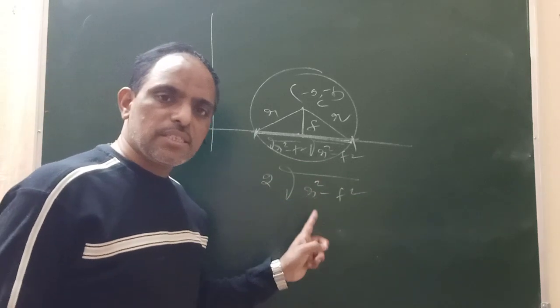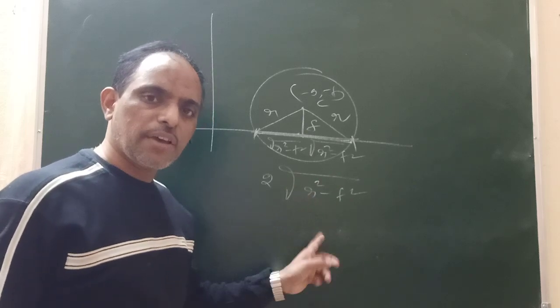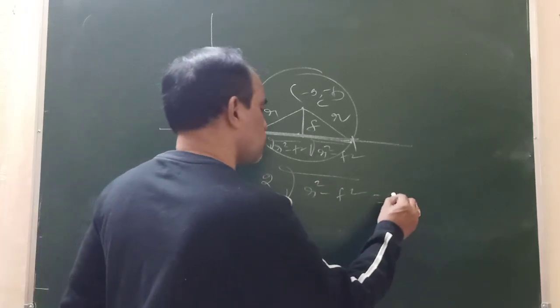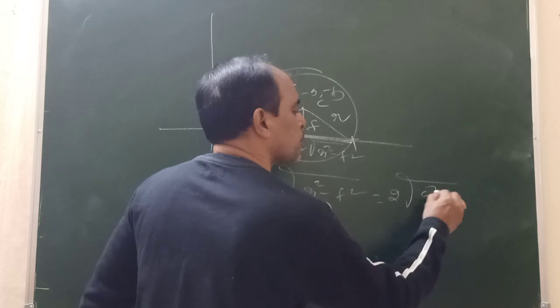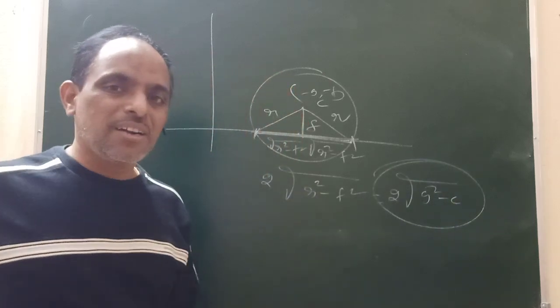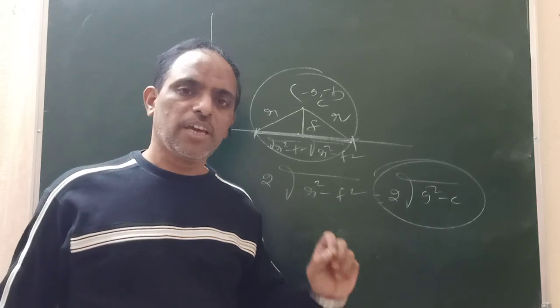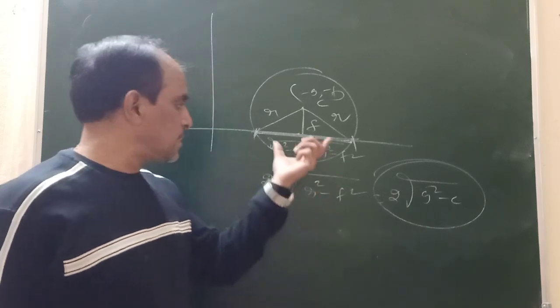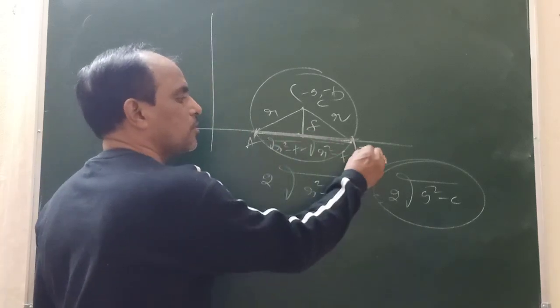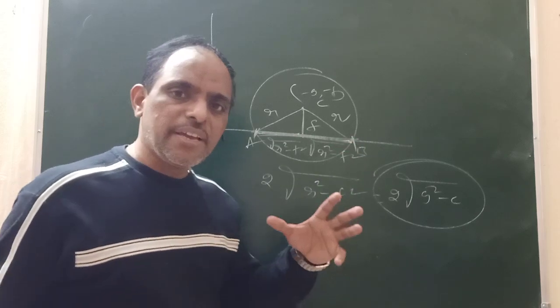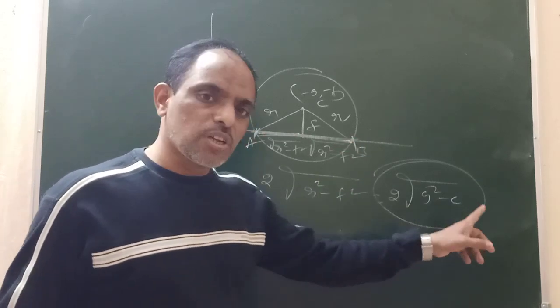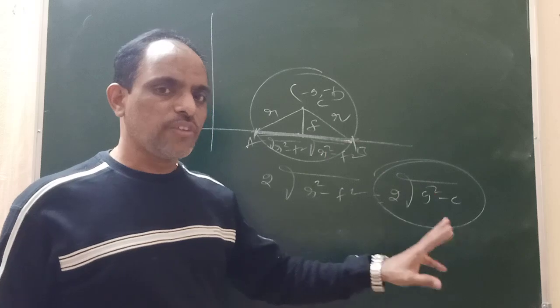What about R square? G square plus F square minus C. So F square will be cancelled. So we will get 2 into root of G square minus C, which is called the length of the X-intercept made by a circle. This is 2 into root of G square minus C, the length of X-intercept.